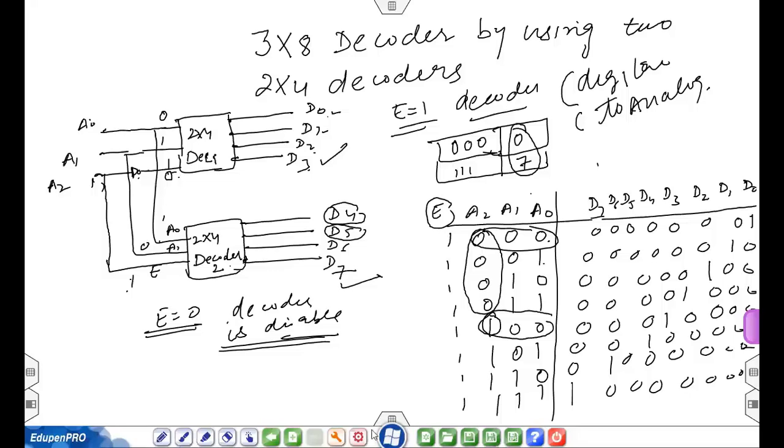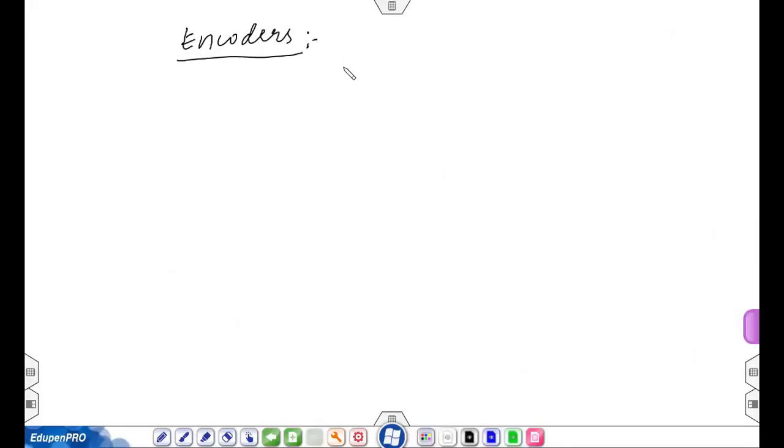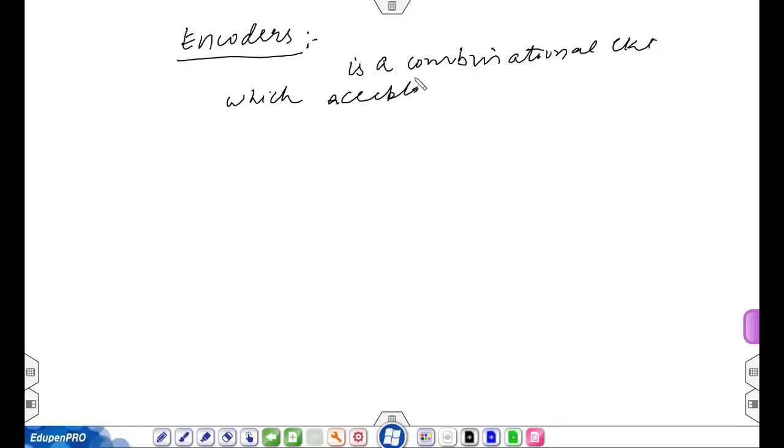So again, we are discussing the encoder. Encoder is a combinational circuit which accepts 2 raised to power n inputs and n outputs. Now the encoder is the reverse of the decoder.